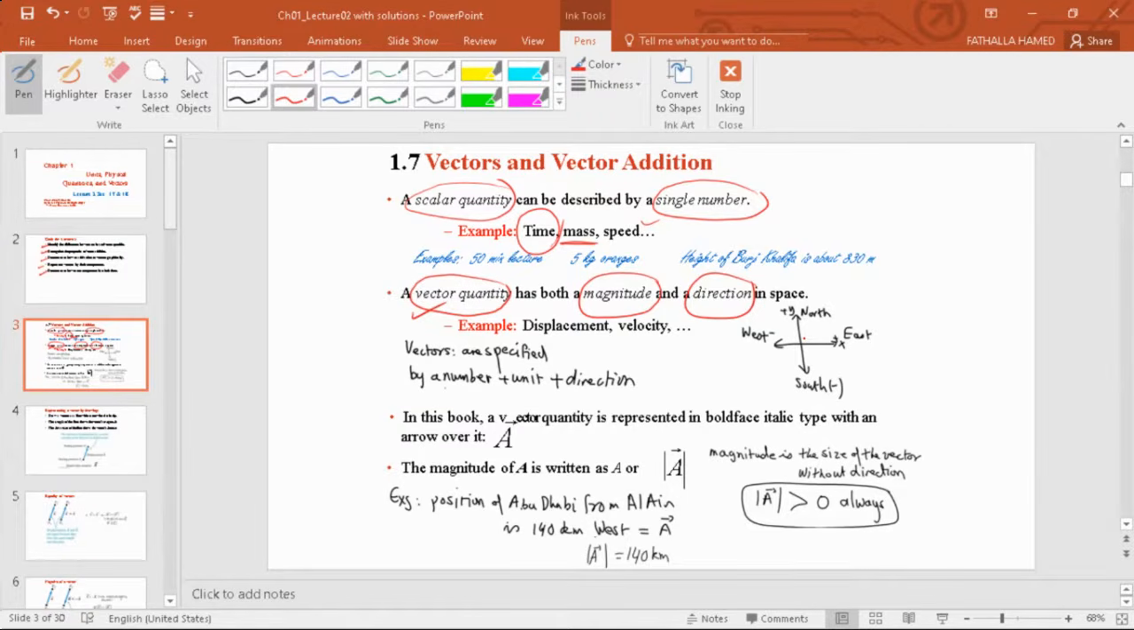Later on in chapter number 2, we'll talk about displacement and velocity, and we'll deal with these as vectors. So you're going to tell me east, west, north, south. So you have to identify a direction with the distance that's measured. Okay. So that's basically what a vector is. A vector is something that has a magnitude and direction.